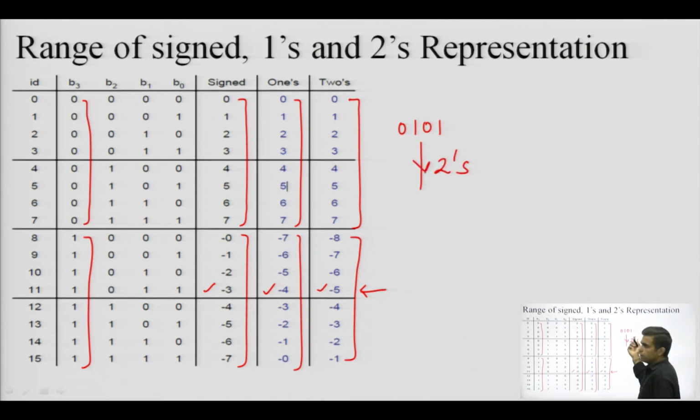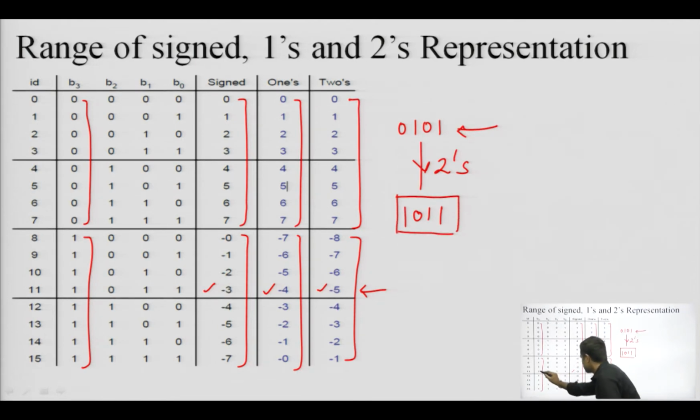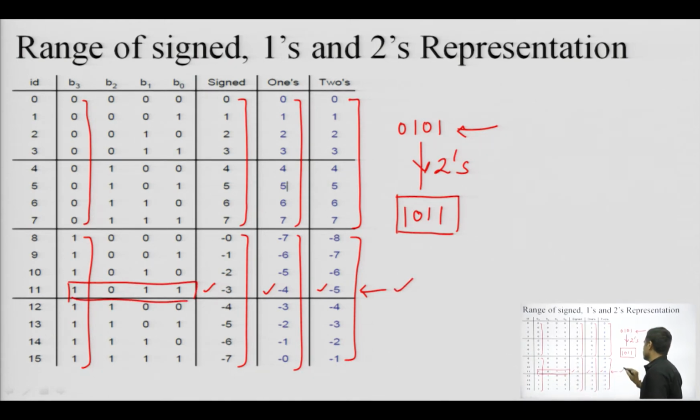of this can be obtained by using the shortcut. Start looking from the extreme right, retain all the zeros. There are no zeros, that means no 0 will be retained, but the first 1 can be retained, and complement the rest of the number. This 0 changes to 1, 1 changes to 0 and this 0 changes to 1. So, you can check that this 1 0 1 1 becomes the 2's complement of this, minus 5. Okay.